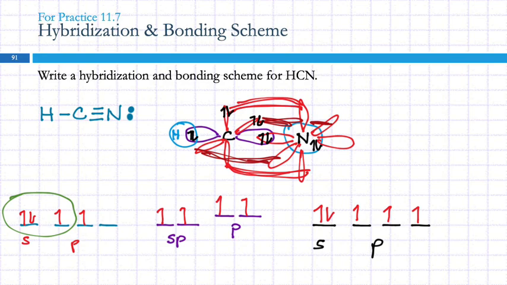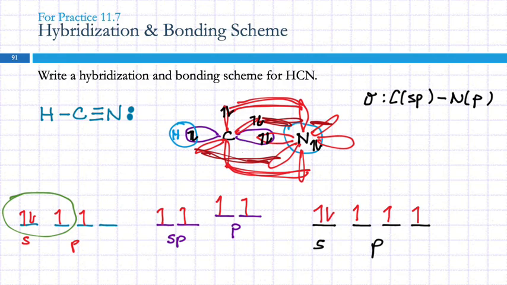So then if we're going to do the bonding scheme, we're going to describe these bonds. Let's describe this one first. What kind is that? Sigma or pi? That's a sigma. And that's between what two elements? Between carbon and nitrogen. And what orbital is carbon using? An sp. And what orbital is nitrogen using? P. So that's that one.